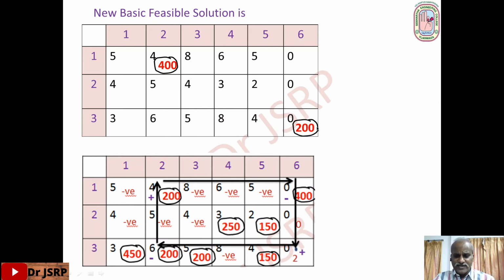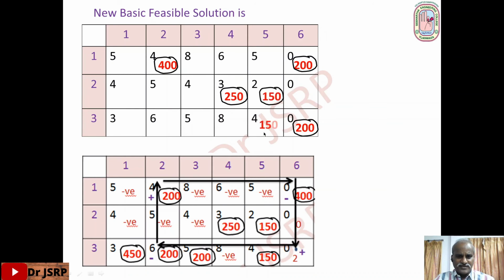Next, subtract 200 from the negatively signed cells. This is the leaving basic cell, so you need not write this one. Subtract here, 400 minus 200 is 200. So 1,6 gets 200. You need not write this 3,2 cell since it is the leaving basic cell; automatically it becomes 200 minus 200, 0. Now the remaining cells not in the loop remain the same. This is 250, that is the 2,4 cell, and 150 remains the same.